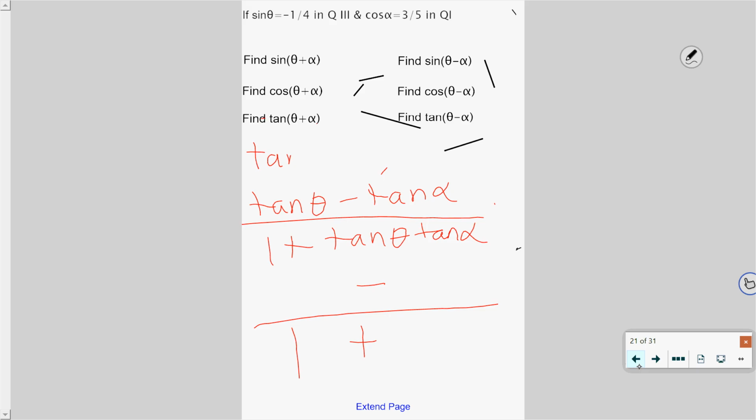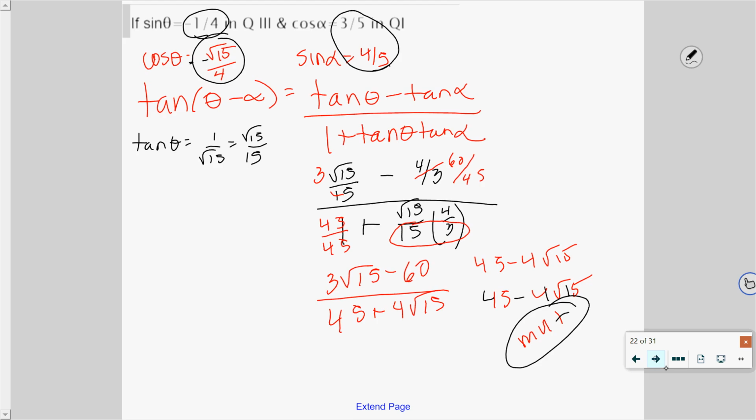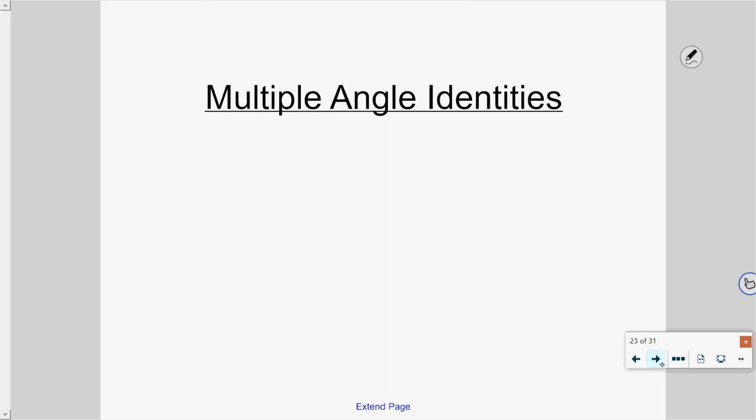Okay, let's do our last set of identities. They're called multiple angle identities. So it'd be silly to do this, but if I wanted to find the sine of 60, what two unit circle angles add or subtract to get to 60?